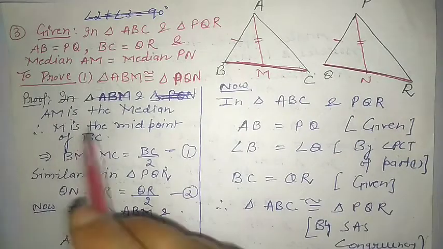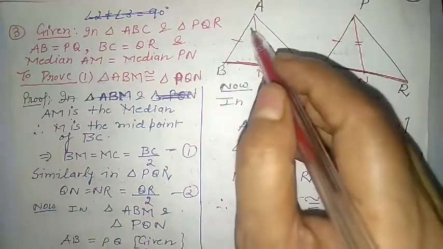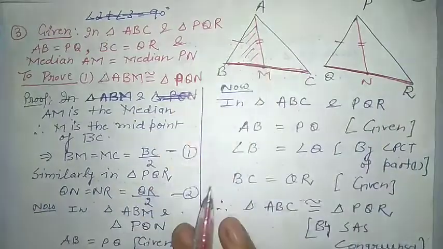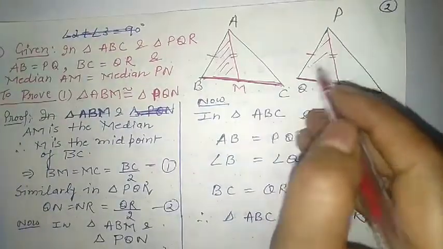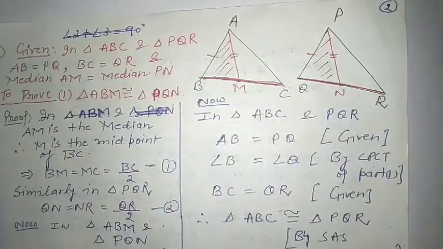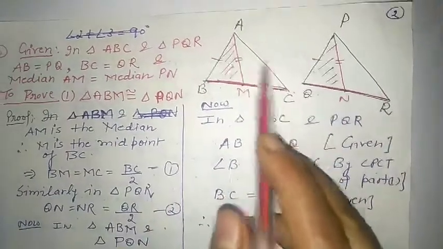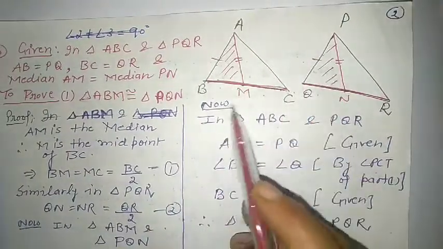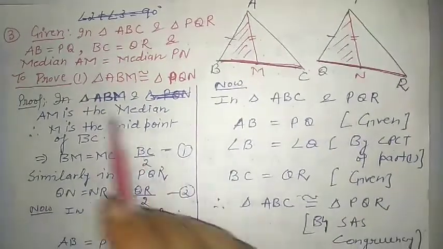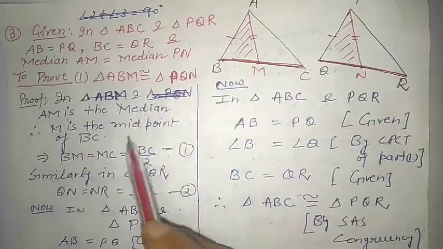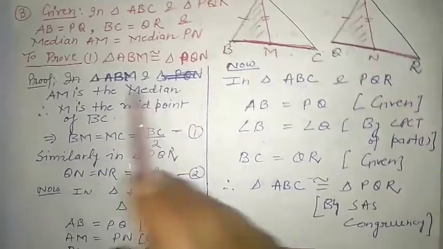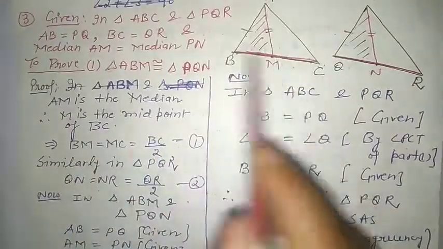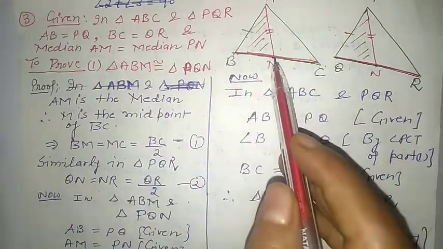Now the first part we have to prove is that triangle ABM is congruent to triangle PQN. And what is given to us? If we see here, we have two conditions, but what about the third condition? So first we prove the third condition. Here it is given that AM is the median. So what does it mean?